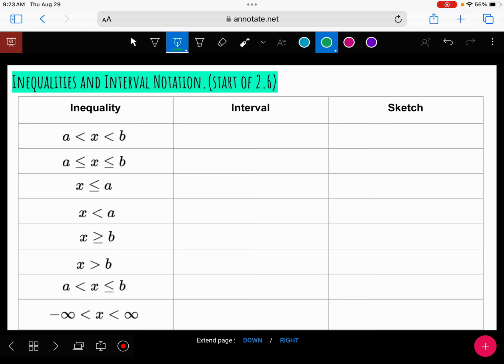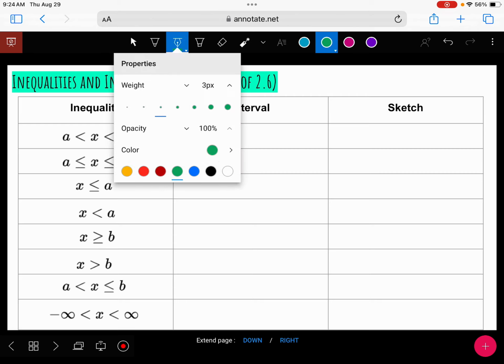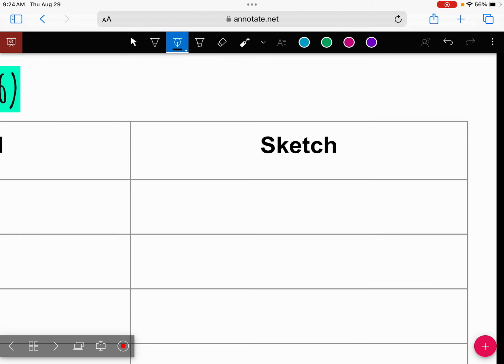So what we're going to do is go through, in general, how we can write an inequality in interval notation, and I'm going to sketch them on a number line too. If those help you, great. If they don't help you, don't worry about it. Because what we're doing here is basically just trying to remember.